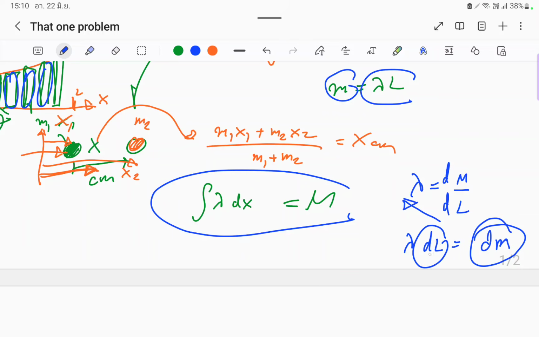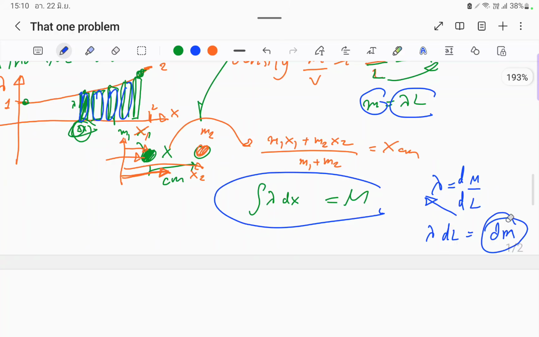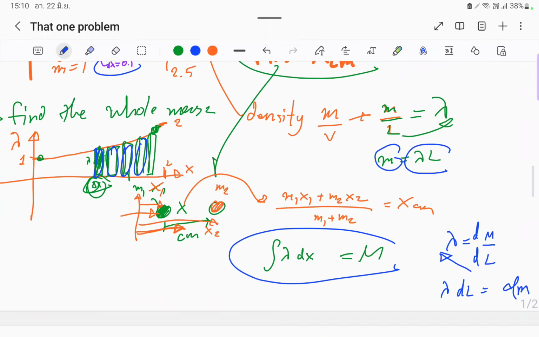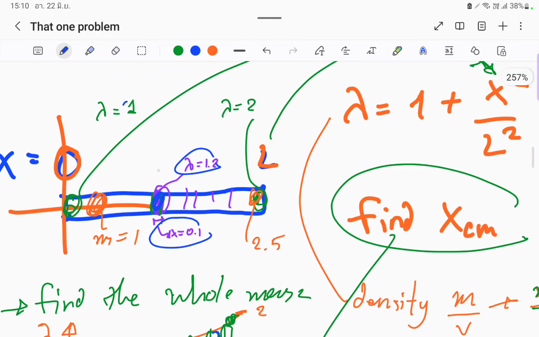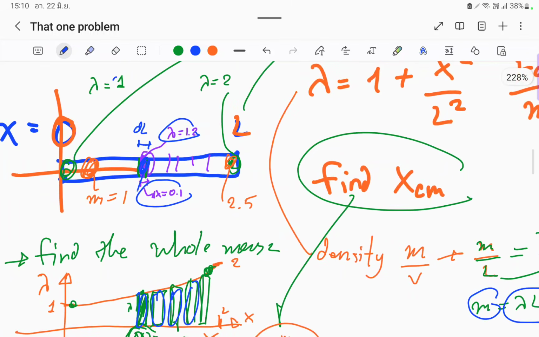This is the formula that you need to use for finding the mass of one specific length. This is really important. This is a very important question. I want you to take a closer look at this. The dl here means the specific length of this rod, this place, you might call that dl, has a mass of dm.